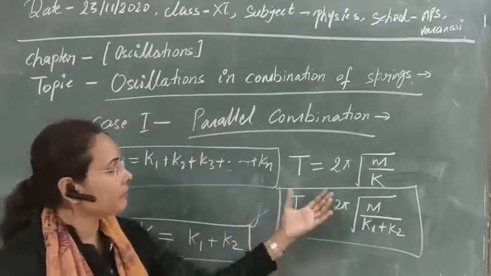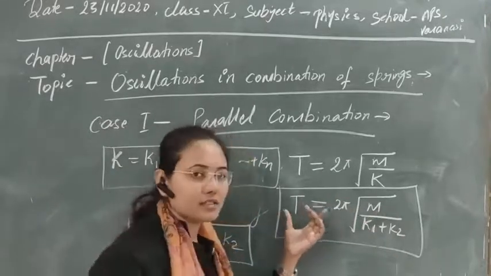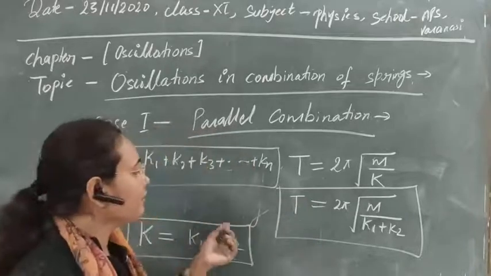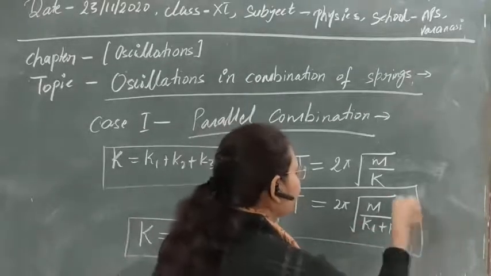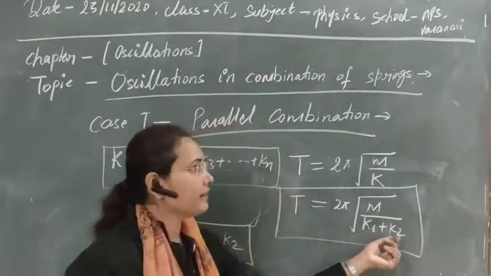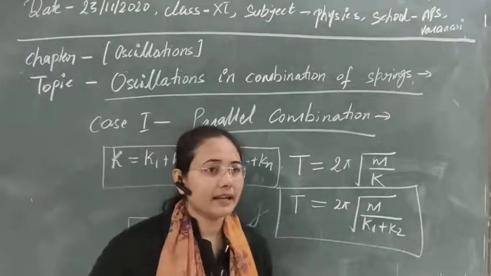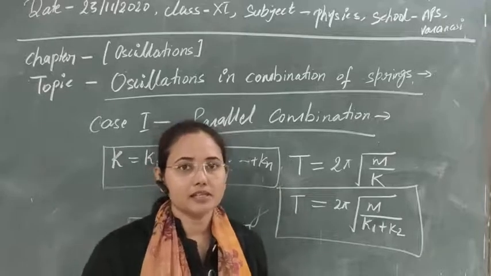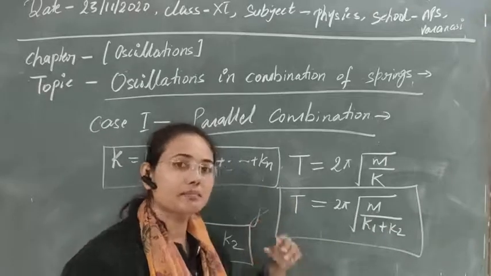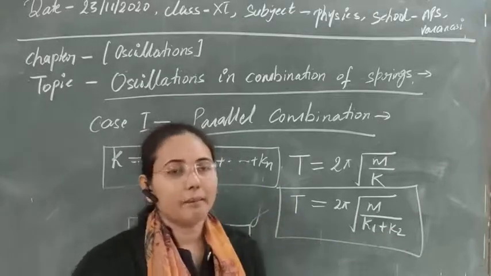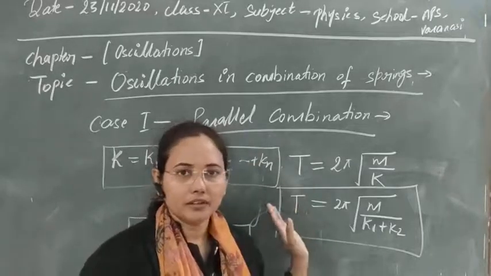The form in which we combine the springs always affects the time period of oscillation of that system. If you combine them in parallel, then obviously the denominator will be greater, and if this is greater, then the time period will be less. So if we join a number of springs in parallel, then the time period of the system will continuously decrease. Simply, you can say that parallel combination of springs decreases the time period of the system.